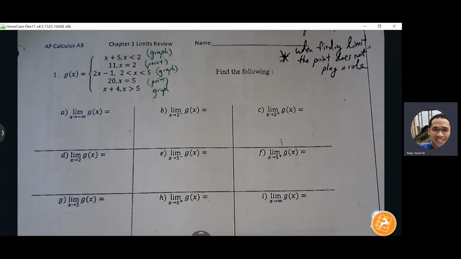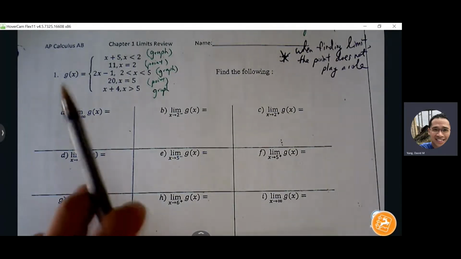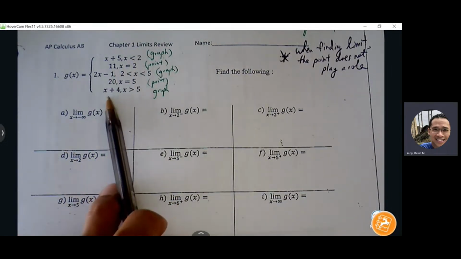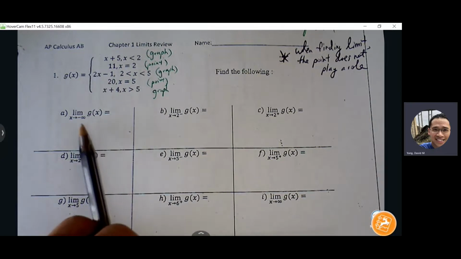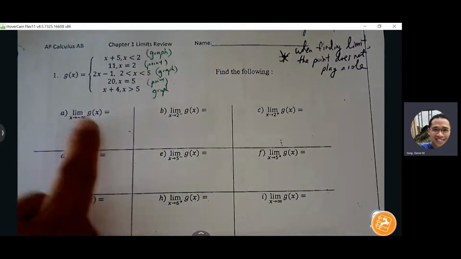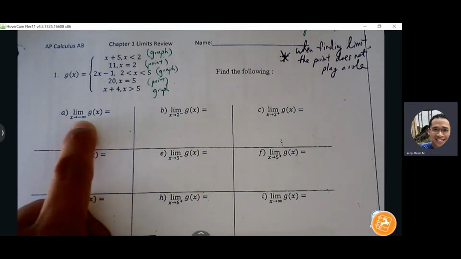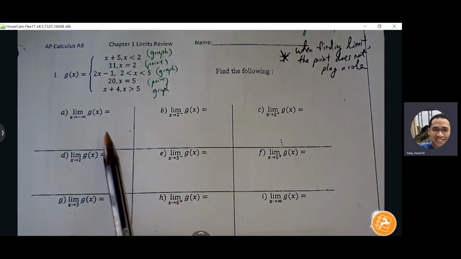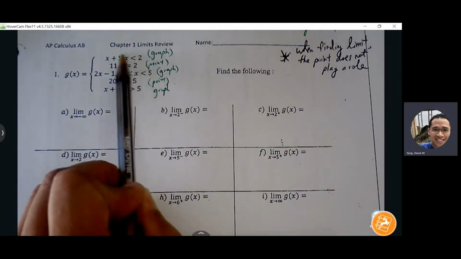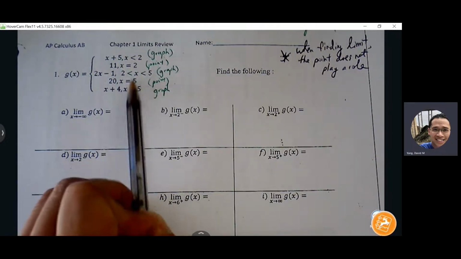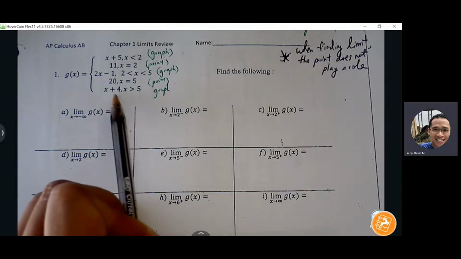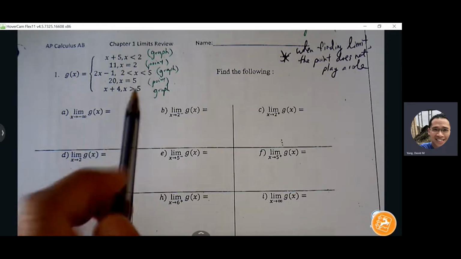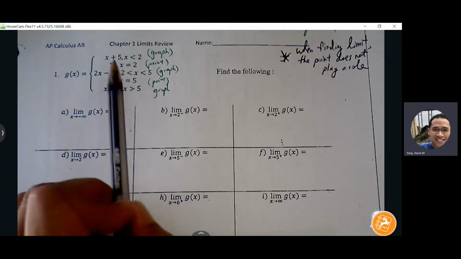All right, so part A, limit as x approaches negative infinity of g of x. Now we have a series of g of x terms to choose. We have to choose the correct one based off of our location. So which of these inequalities gives us values that are headed towards negative infinity? Right? x plus 4 is for values that are greater than 5. We have values in the negative infinity, so that's going to be what? x plus 5, right?